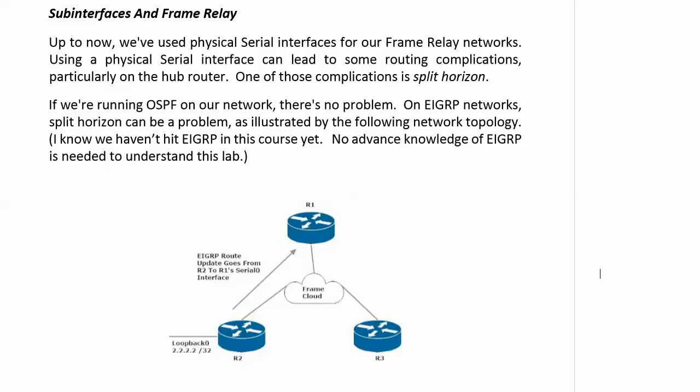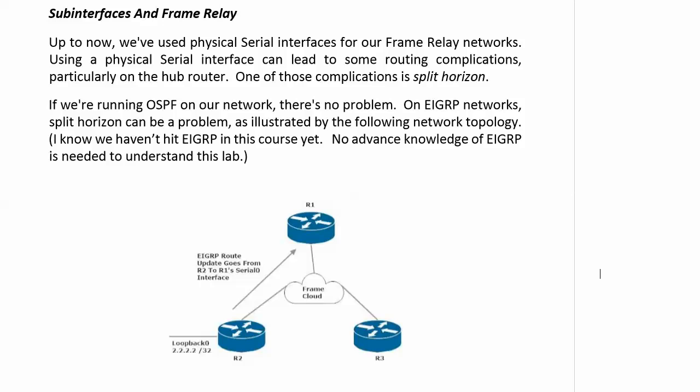Now, so far we've used physical serial interfaces for our frame relay networks. And using a physical serial interface can on occasion lead to some routing complications, particularly at the hub router. One of these complications is split horizon. Now with OSPF, there is no problem with split horizon, and you'll see why when we are in the OSPF section. With EIGRP, which I'm going to actually configure in this lab, split horizon can be a little bit of a problem.